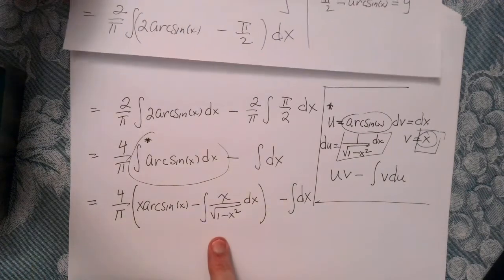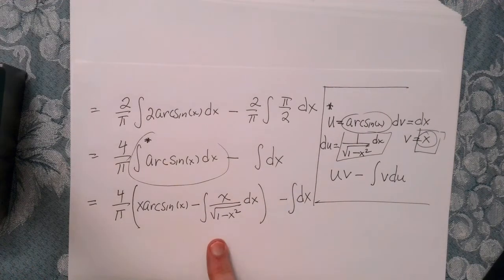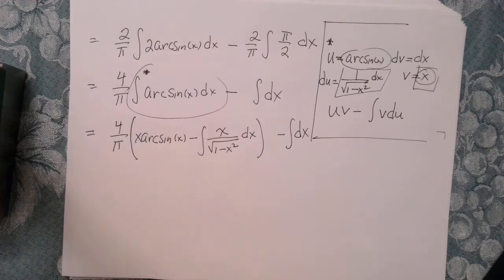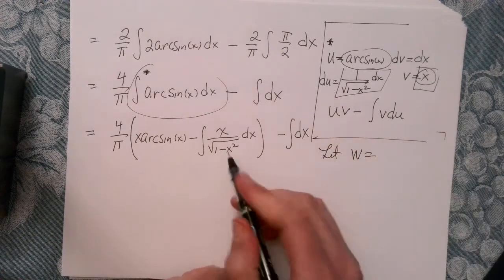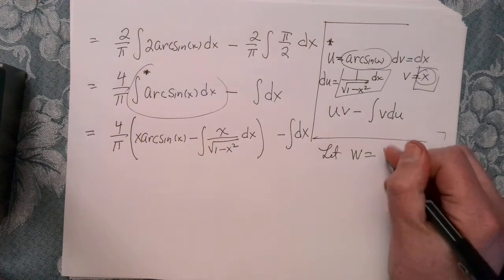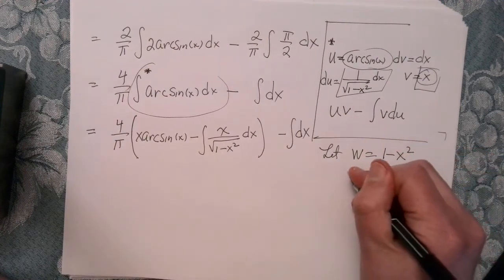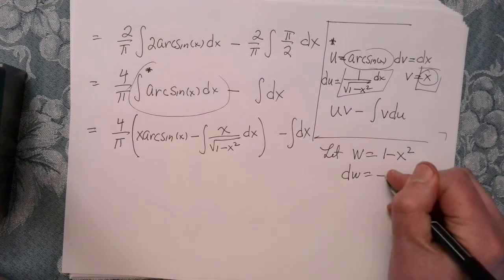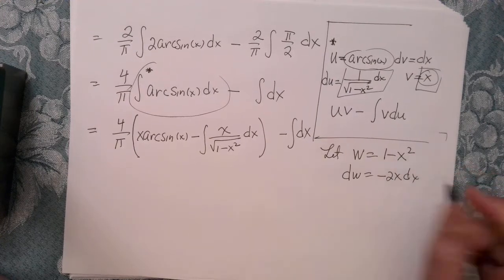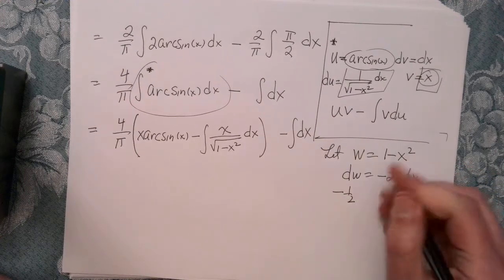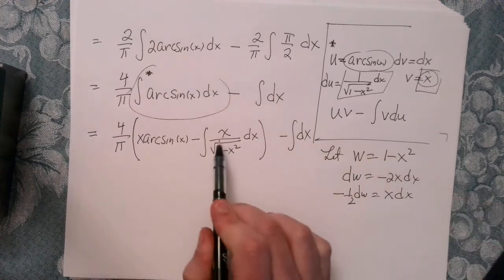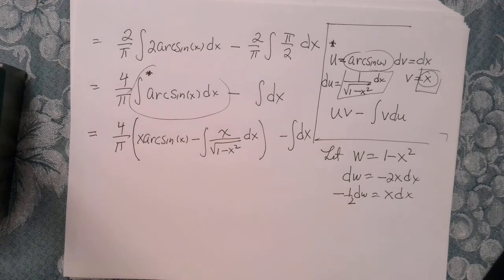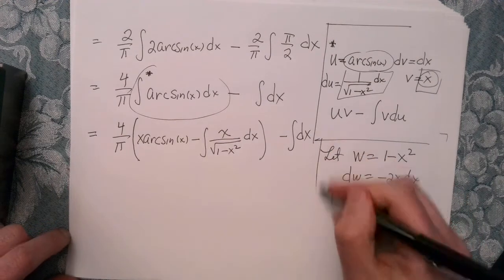And to solve this, I'm going to go ahead and make a substitution. Let w equal, how about the inside function here, 1 minus x squared? And so dw is negative 2x dx. That means negative 1/2 dw is x dx, which is nice. That'll take care of this. Okay, so let's see what we have now.